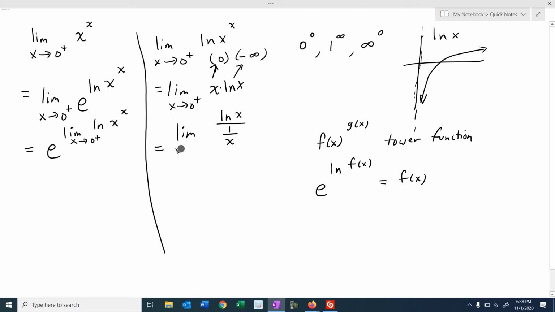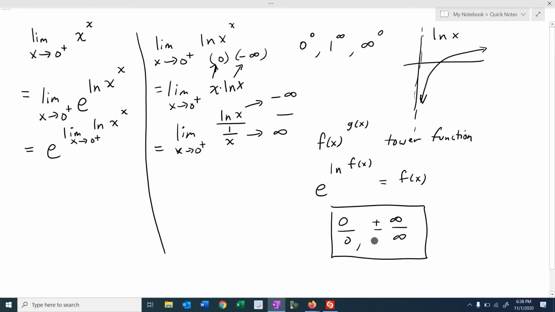Now, the reason we're going to find this limit instead is because now that we've created division, of course, this is heading towards negative infinity still, but this is heading towards positive infinity because x is getting closer and closer to 0, right? So like 1 over 0.1, 1 over 0.01, that's just getting larger and larger. So we now have a form where we can use L'Hopital's rule. Remember, we have to have one of these two forms before we can apply L'Hopital's rule.